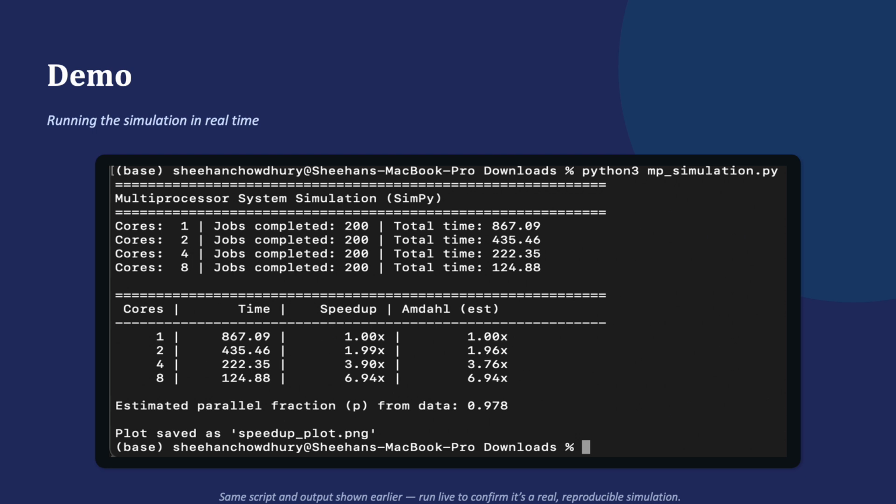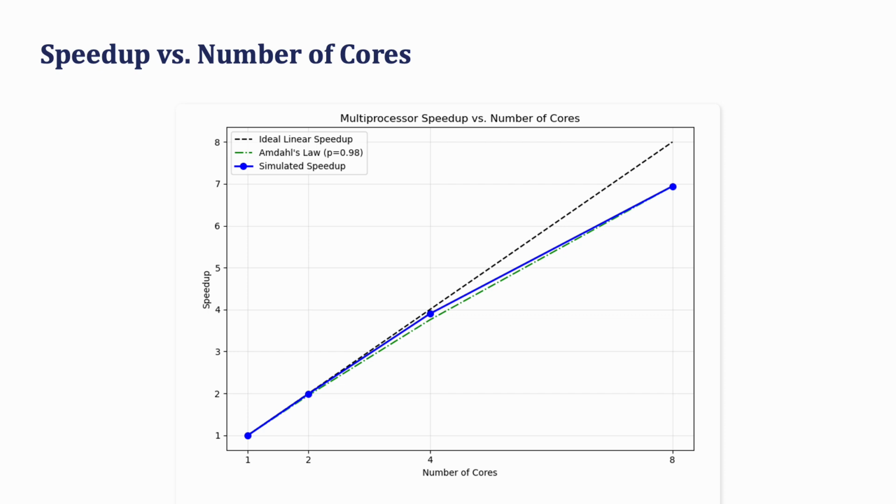This is the code I ran. This just proves that the data I gave to you is real data. And once I did that, I also plotted a graph. That graph is shown right here, the speedup versus number of cores graph.